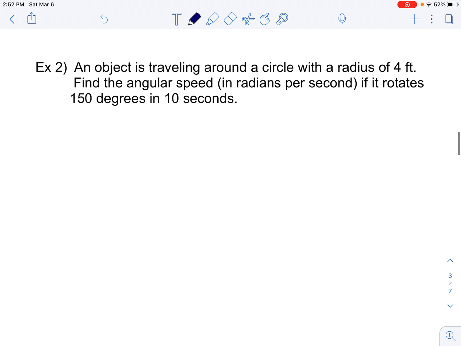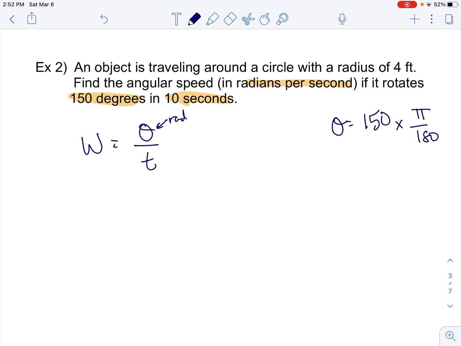The next example says an object is traveling around a circle whose radius is 4 feet. Find the angular speed, and again, it wants radians per second, if it rotates 150 degrees in 10 seconds. When I use the formula for angular speed, omega is equal to theta over time. But remember that theta has to be in radians. So the first thing I want to do is take that 150 degrees and multiply by pi over 180.